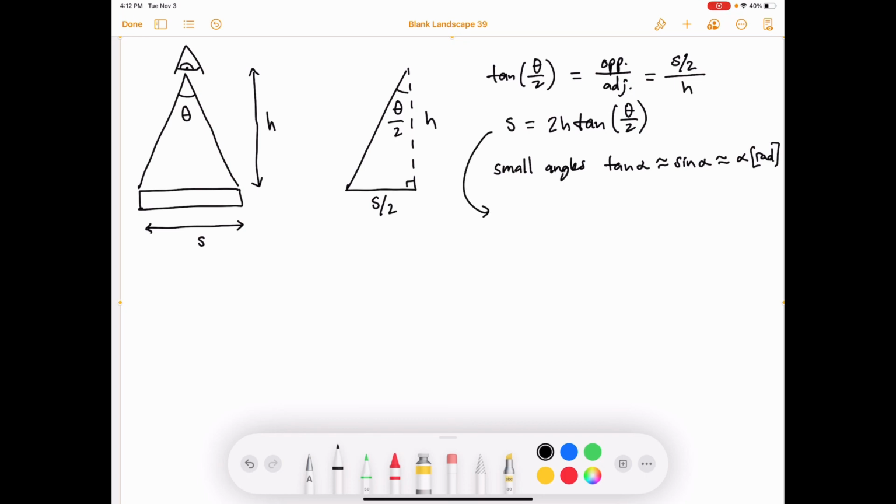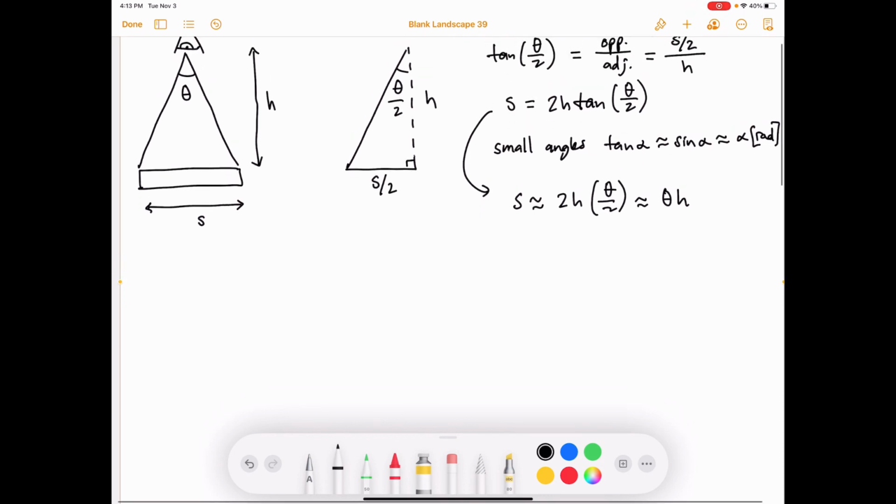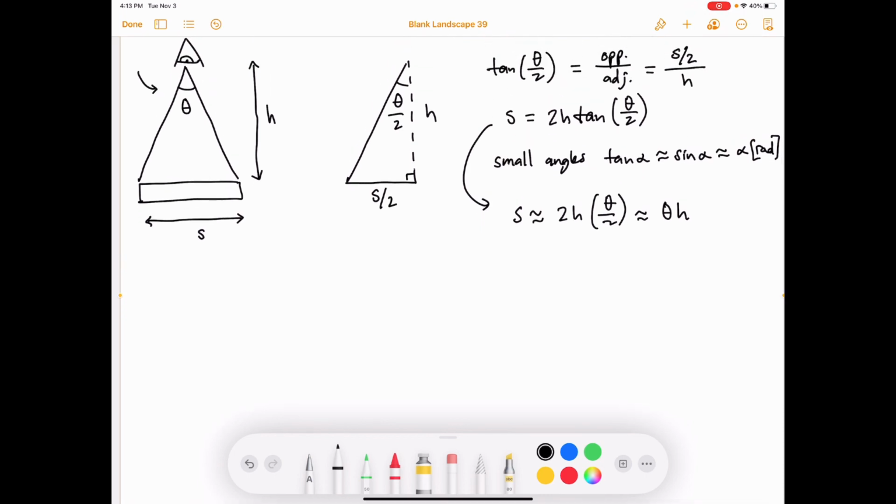So let's use the small angle approximation here. S is approximately equal to 2h times tangent of theta over 2. But if the angle is small, then tangent of theta over 2 is approximately just equal to theta over 2, just the angle itself. And the factors of 2 will cancel, just giving us theta times h.